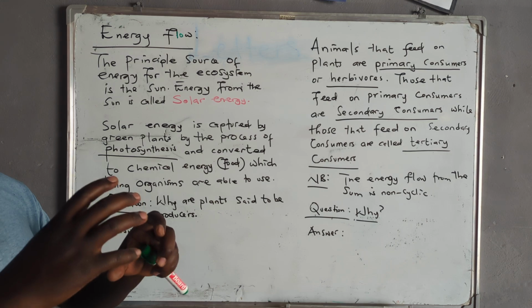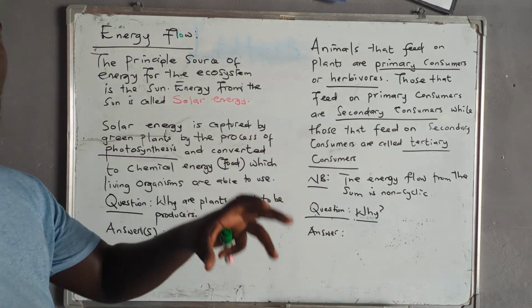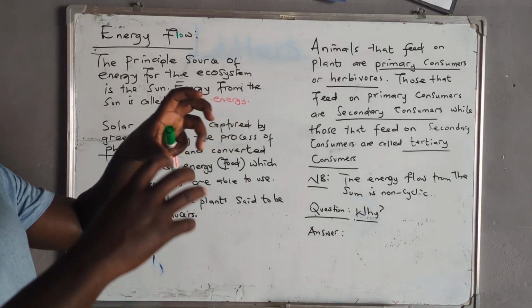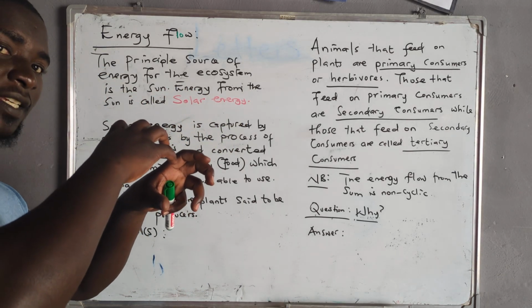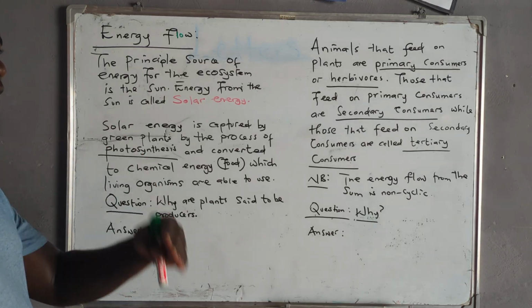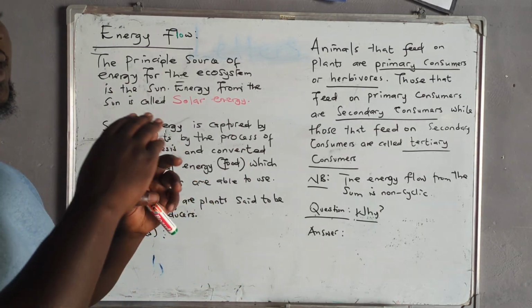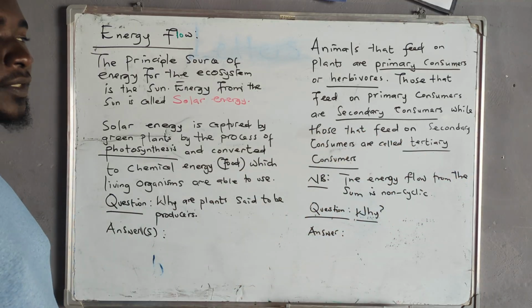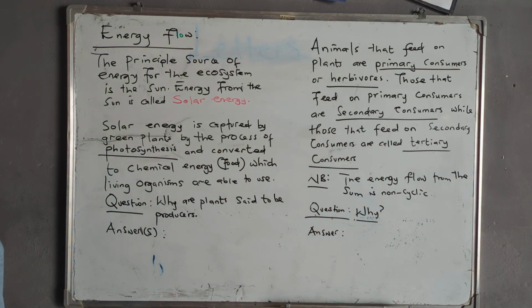Now, you discover some organisms are eaten by other organisms, right? And there are some other organisms that depend on them. So you discover that from one organism to the next, there is energy being transferred to the next organism, and this is what we call the energy flow.